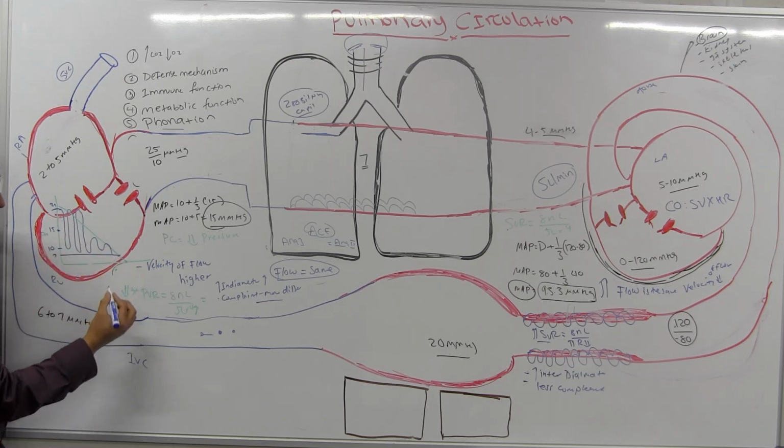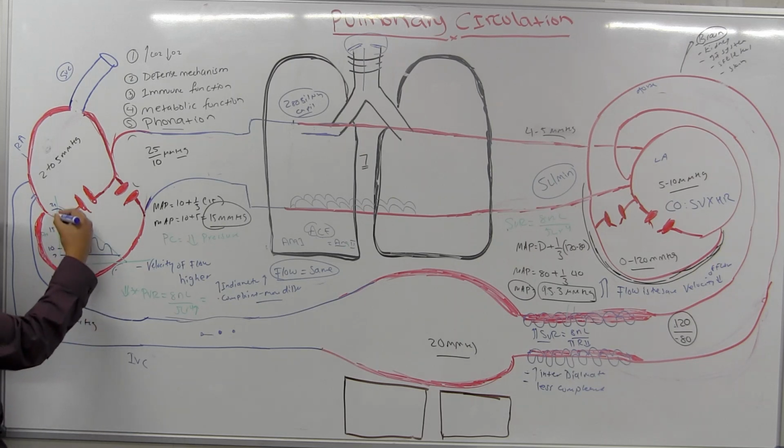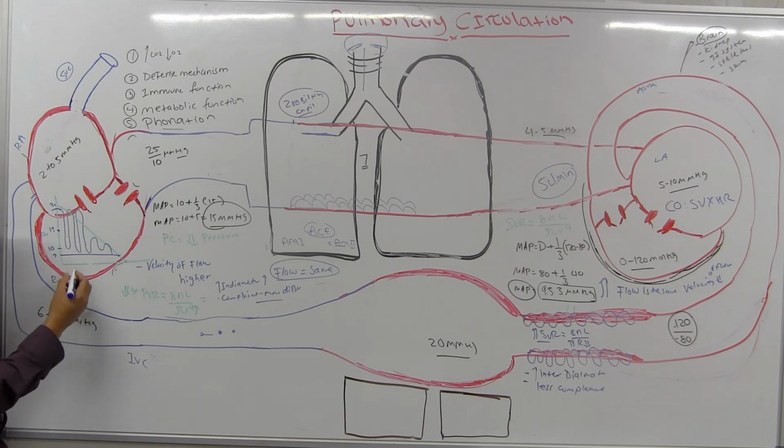In people with pulmonary hypertension, this graph would probably show the systolic going up to like 40 or something. So this is how they usually show that in your graph.